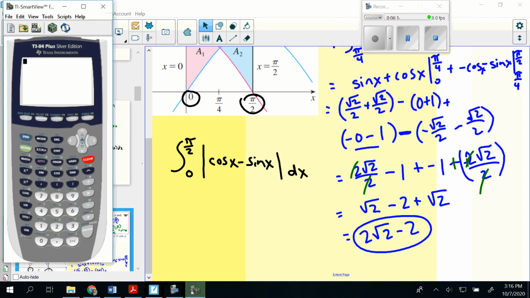So on the calculator, let's see what we get here. So go to our math, select our integral one here. Let's plug in 0 to pi over 2. And since we're doing this in radians, make sure you double check that you are in radians here. And then we've got absolute value, so hit your math again, go over to the number category, select absolute value, and now we're typing in cosine minus sine.